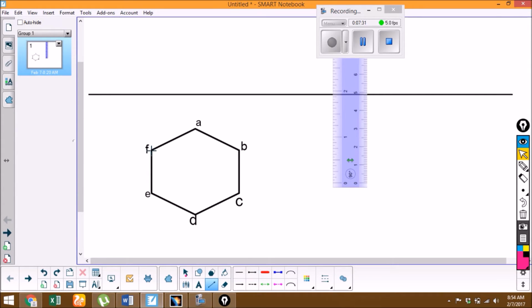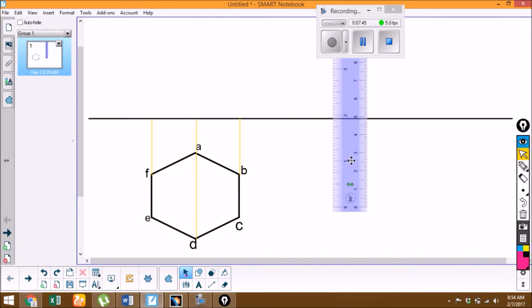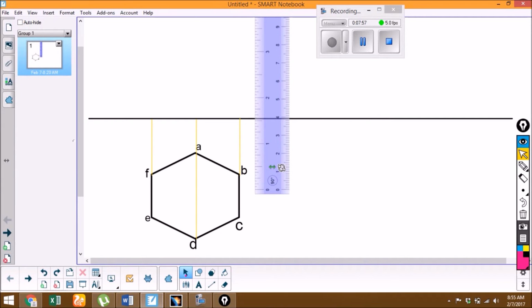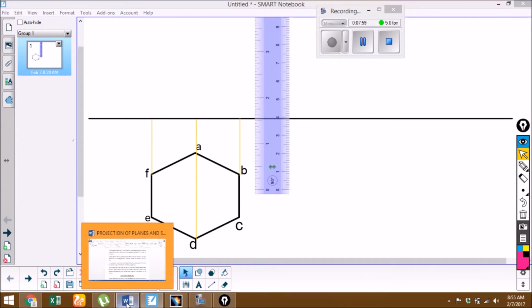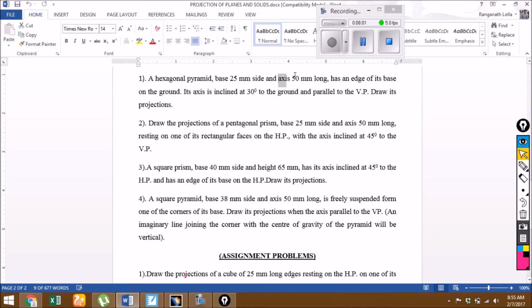First we need to draw the XY line, then the true shape of the base. Since the solid is a hexagonal pyramid, we draw a regular hexagon. Then in the top view, the corners must be indicated using small case letters only, without any dashes, so we mention them also.